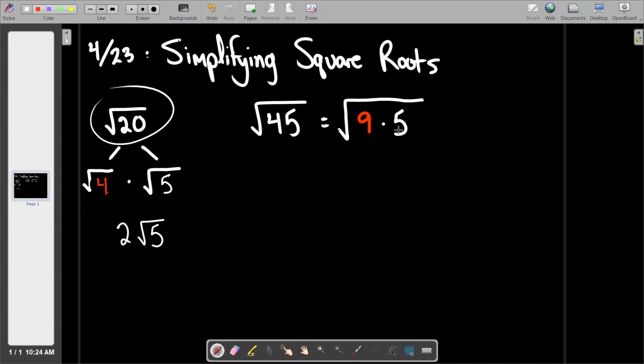And then who's breaking out of jail? The 9. So what's the overall answer to this? 3 root 5. That's how we say it, paid like a boss. 3 root 5. That's how you speak those words.